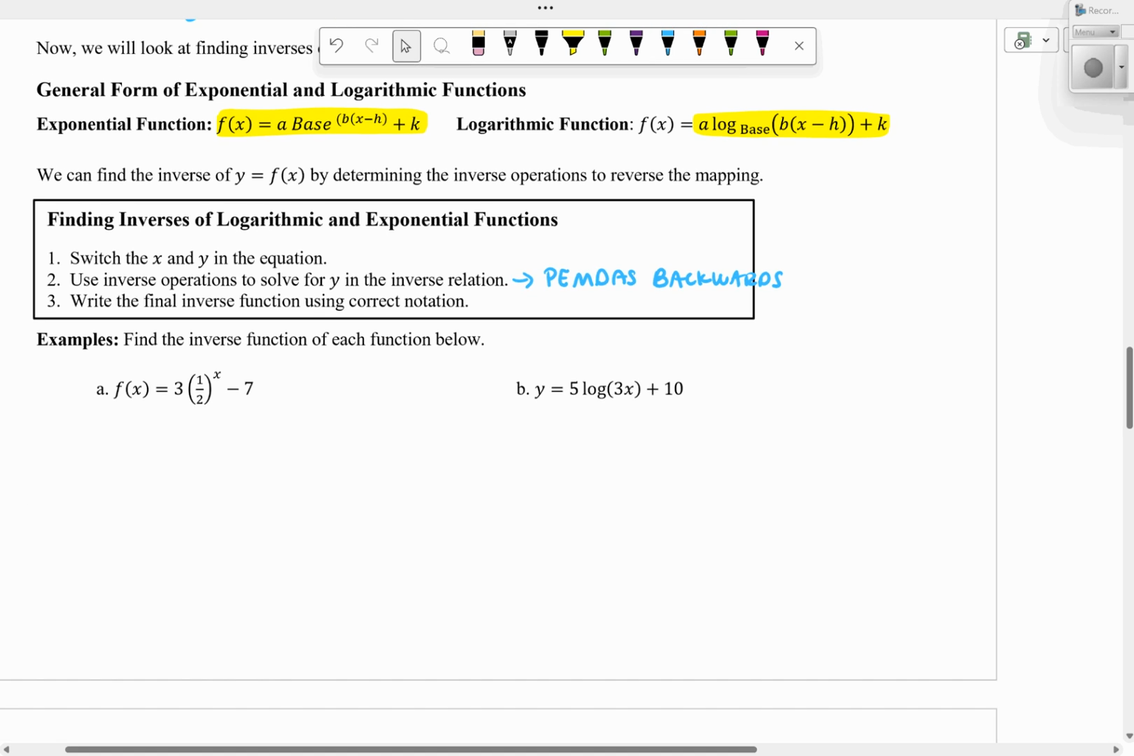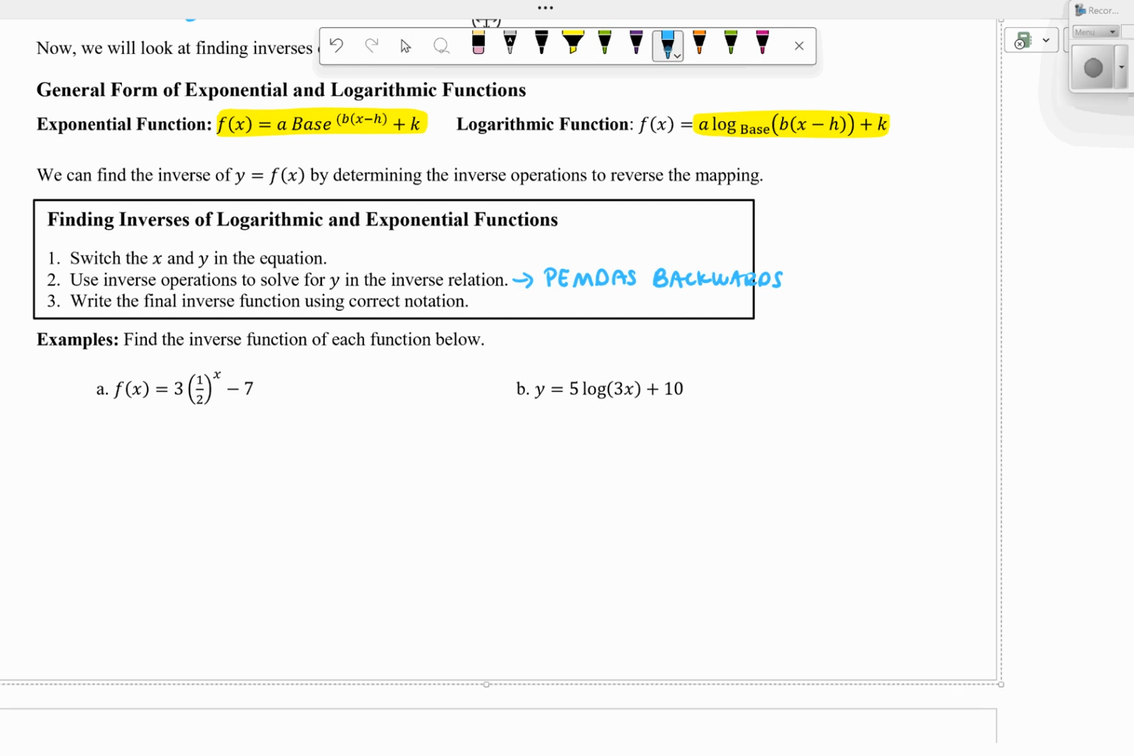So here, notice that for example A, we have an exponential equation. So we know that our final answer should end up being a logarithm, whereas question B is a logarithmic equation. So if we were doing the inverse equation, we know we should end up with an exponential because they're inverses of each other. So for this, we have x equals 3 times 1/2 to the y power minus 7.